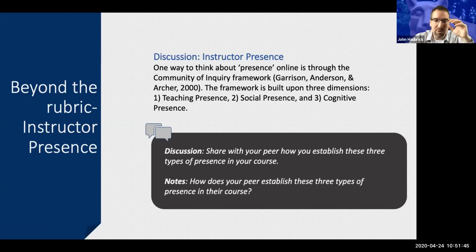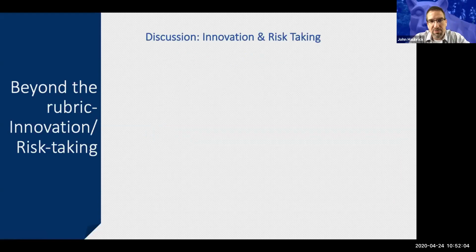And I talk about these instructor presences. I send out weekly emails to all the faculty, and so they hear these words a lot. And then you write down and keep notes of how your peer establishes these three types of presence in their course. We do the same thing for discussion, innovation, risk-taking.